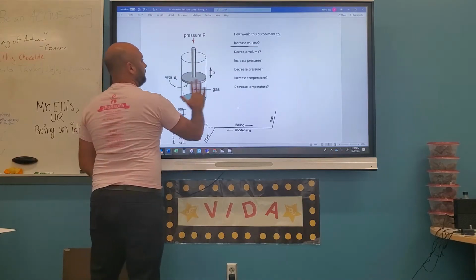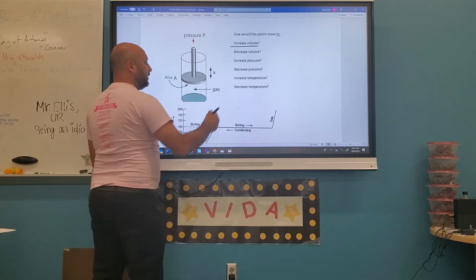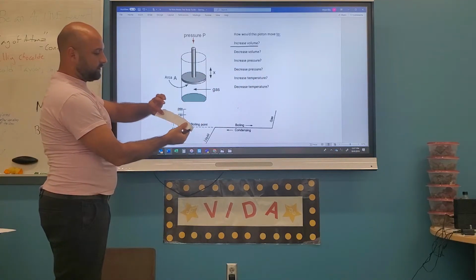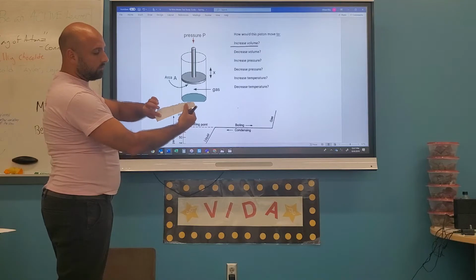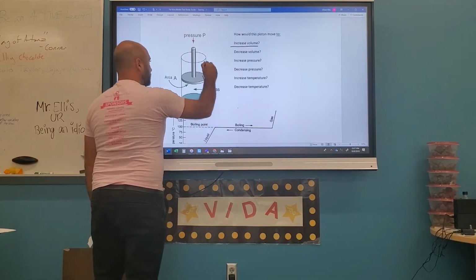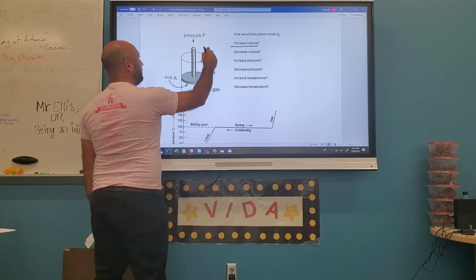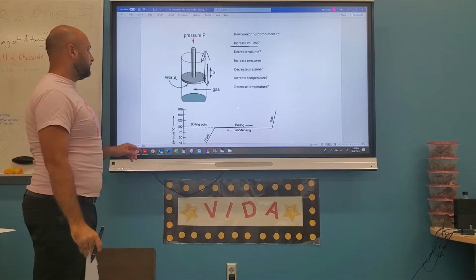If I want to increase temperature, well, pressure and temperature have a direct relationship. When one goes up, the other goes up. When one goes down, the other goes down. Direct relationships. So if I want to increase the temperature, push down on it. If I want to decrease temperature, pull up on it, and it's going to decrease the pressure.